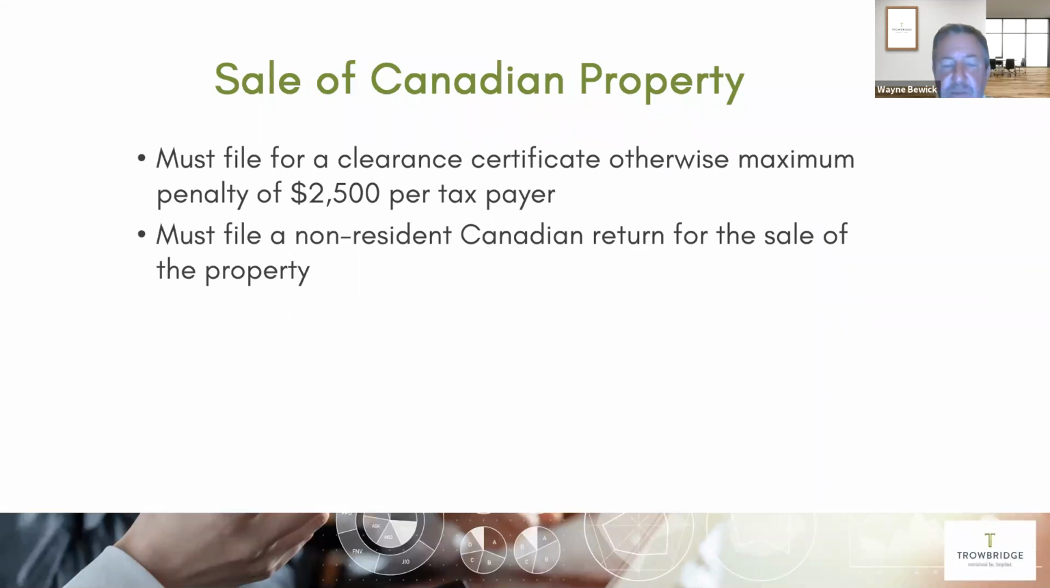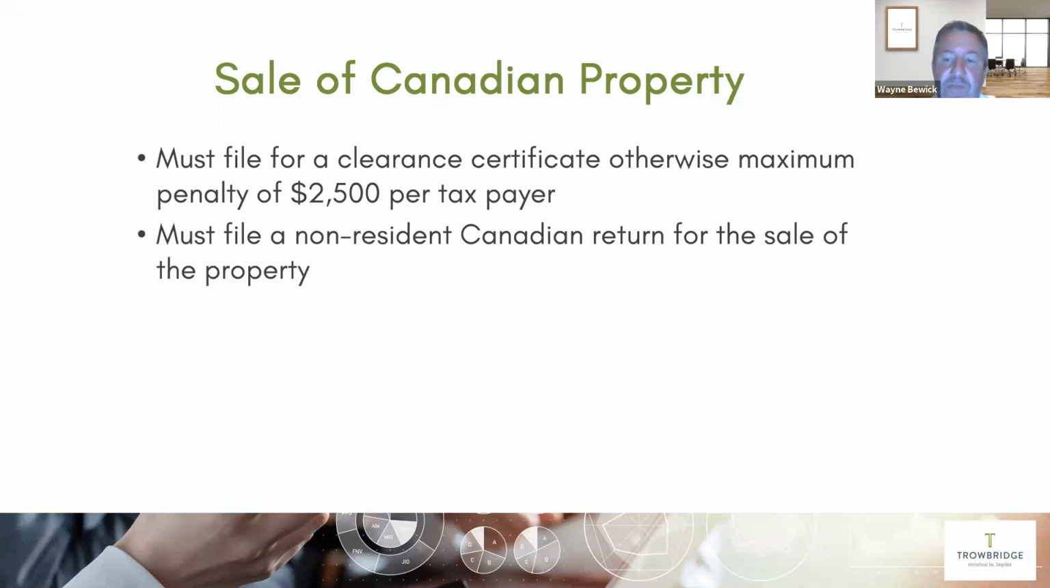Now, if you sell your property, it's important that you go through the proper steps as well. What you need to do is get something called a clearance certificate. So say you sell the property for $1 million. If you don't get a clearance certificate, your lawyer is required to remit 25 to 50% of the proceeds to the CRA. So all of a sudden you're remitting $250,000 to $500,000 to the CRA.